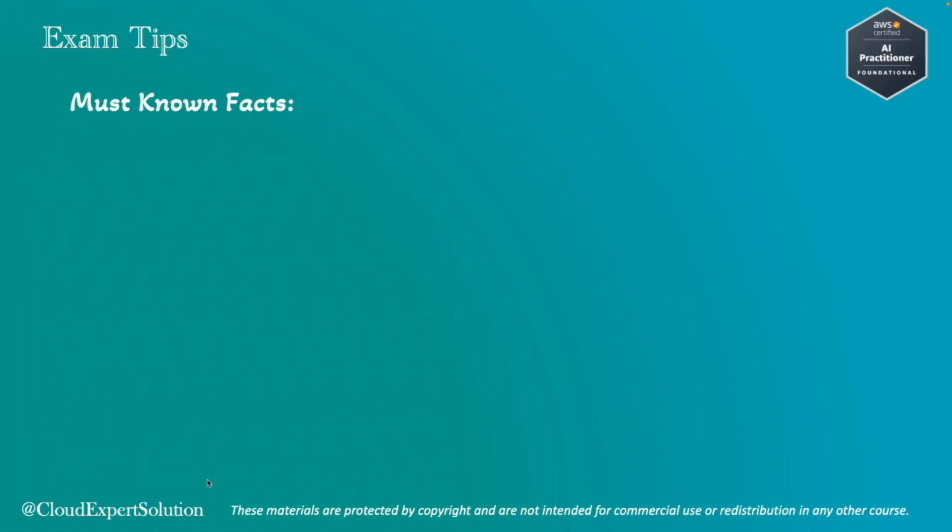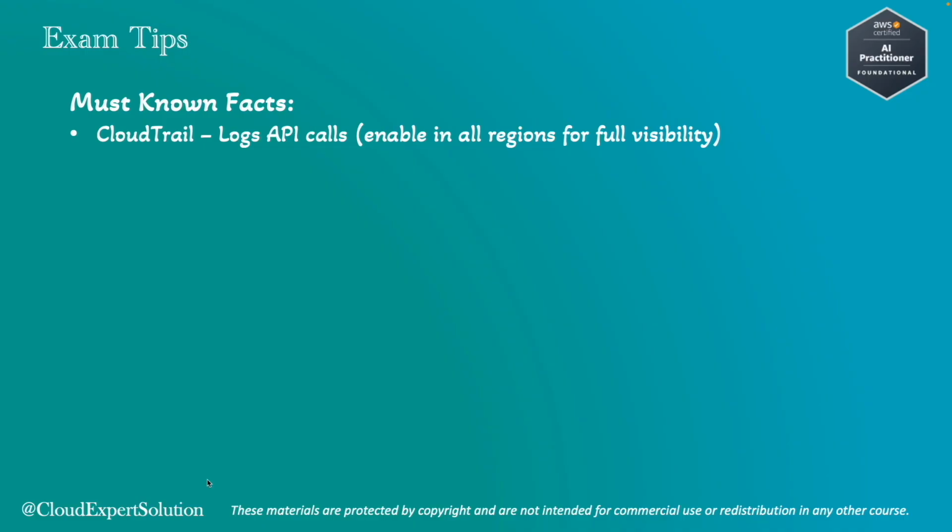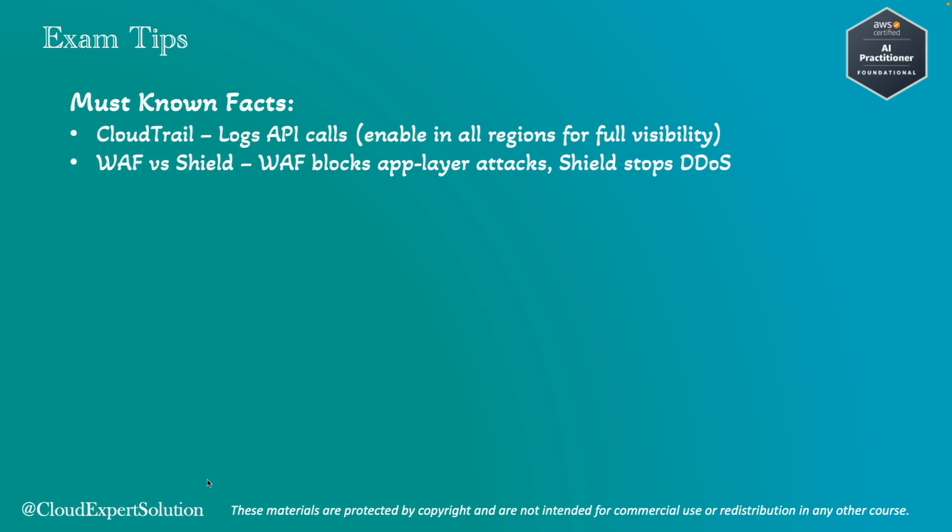Now it's time for exam tips, and here are the most known facts out of this slide. First, you should remember CloudTrail is to log API calls, and if you enable CloudTrail in all regions, you will have full visibility. Then you need to understand the difference between WAF and Shield. WAF, or Web Application Firewall, can block application layer attacks, or it can provide layer 7 protection, whereas Shield stops DDoS attacks, or distributed denial of service attacks.